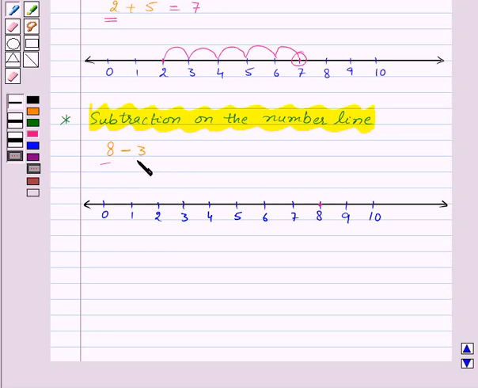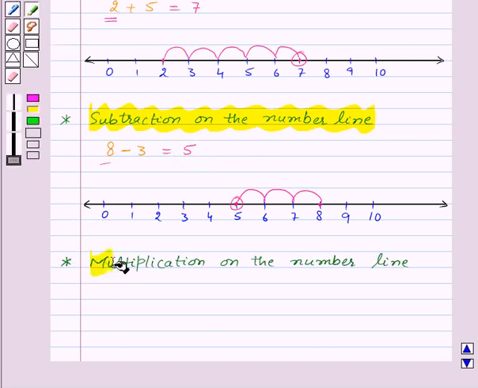Now, we want to subtract 3. So, we will make 3 jumps on the left of 8. That is from 8 to 7, 7 to 6 and 6 to 5. So, we reach at the point 5. That means 8 minus 3 is equal to 5.